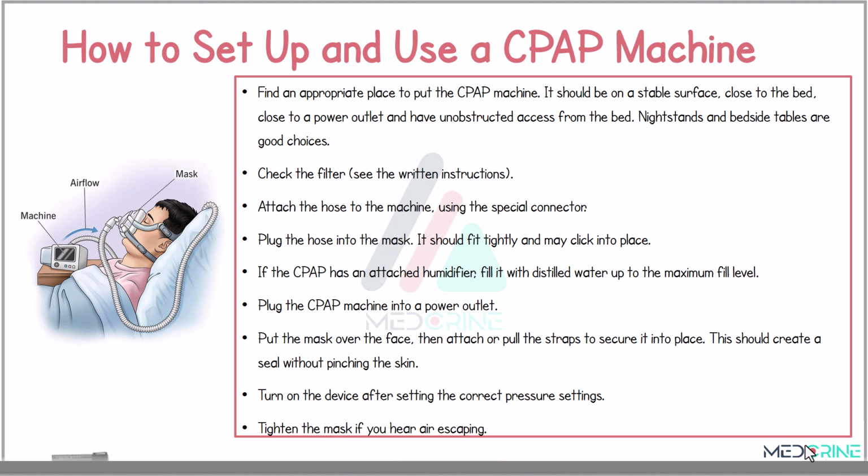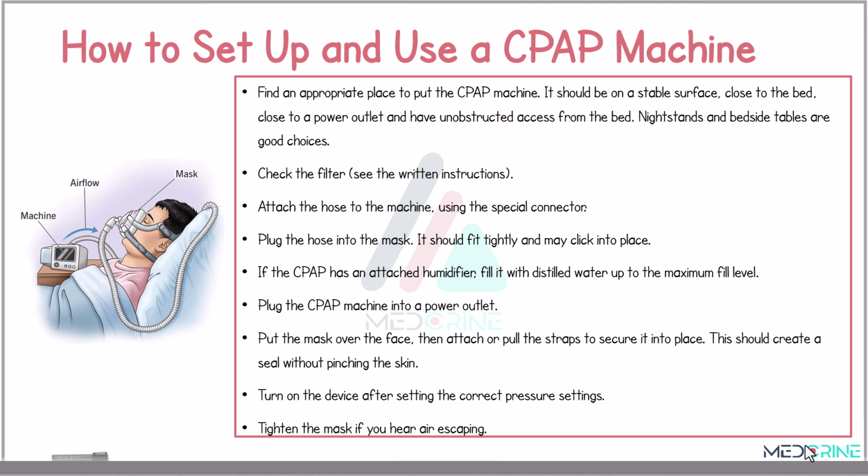How do we set up and use a CPAP machine? Setting up a CPAP machine begins by placing the machine on a stable surface near the bed and a power outlet. Then we check and install a filter. Attach the hose to the machine using special connectors. Then plug the hose into the mask, as this mask should fit securely and snugly on the patient's face. Then set and activate the correct pressure settings. Attach the humidifier, which needs to be filled with distilled water up to the maximum level.